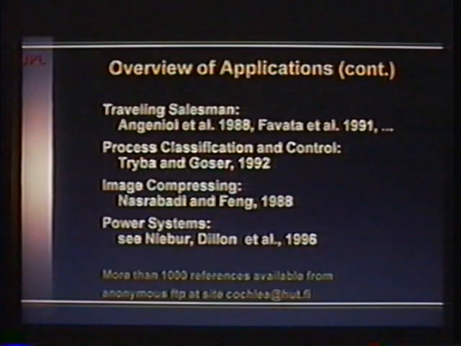The traveling salesman problem has been attacked by several research groups. Angeniol in '88, Favata in '91, actually Ford in '86 already did work in this area also. Process classification and control by Treba and Goza in '91, image compression by Nasrabadi and Feng in '88, and for power systems I would like to refer to our publication from 1996, where we have listed a large number of references. Actually, more than 1,000 references are available from a website or an FTP site at the Helsinki Technical University.